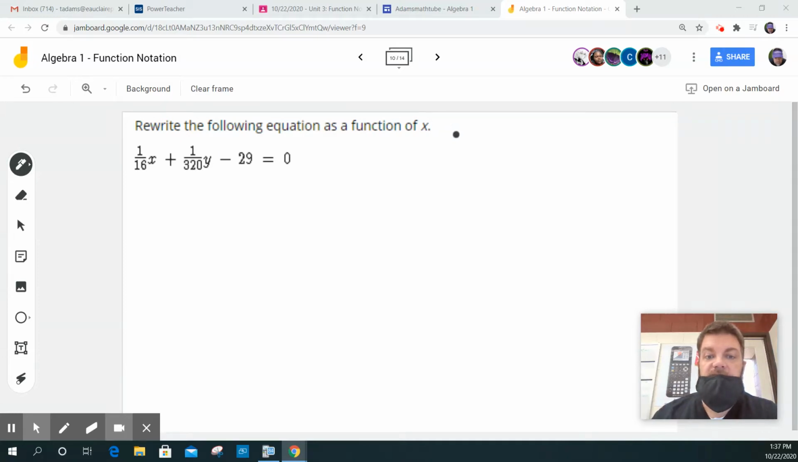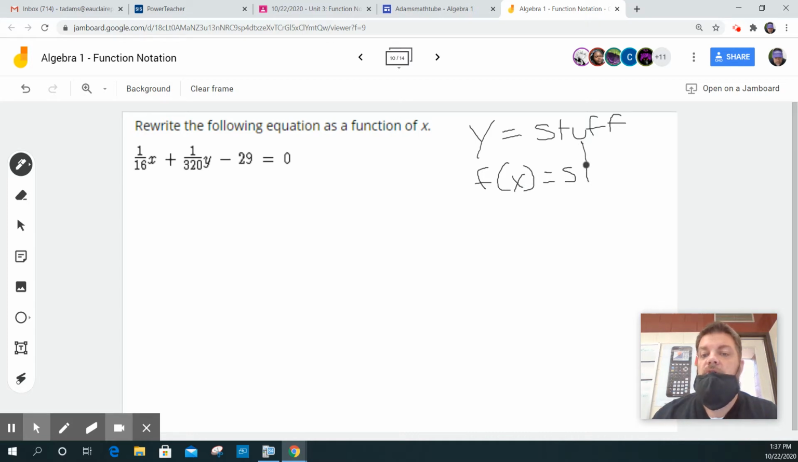So on this next one, when it says rewrite it as a function of x, what they're really saying is we want it to be like y equals some stuff, right? But we know that these are linear functions. So what I really want to do is rewrite it as f of x equals some stuff. So probably what I'll do is solve for y and then replace y with f of x.